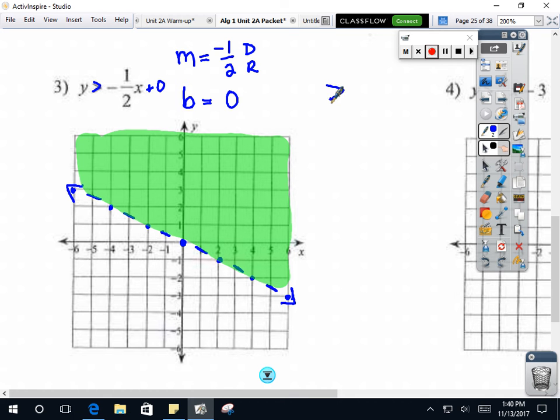If it's a greater than sign, you're going to shade above the line. If it's a less than sign, you shade below it.